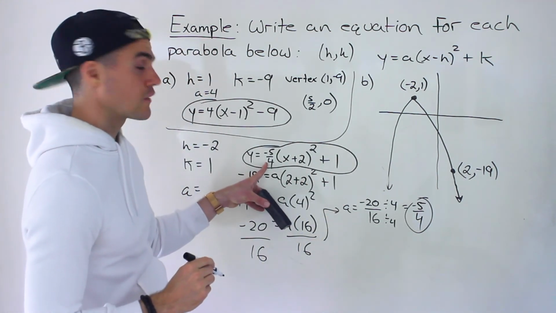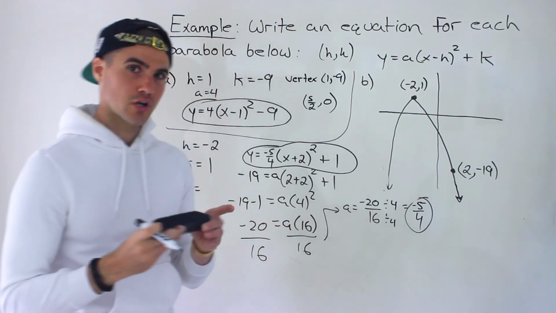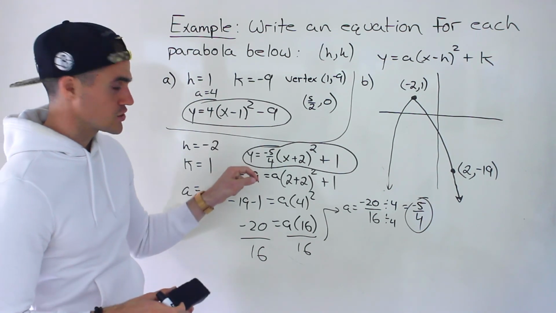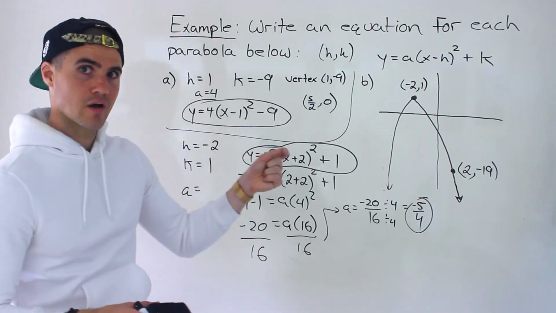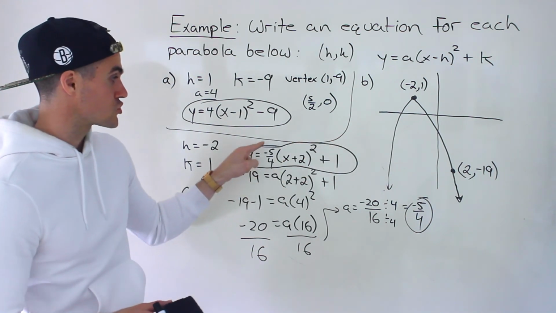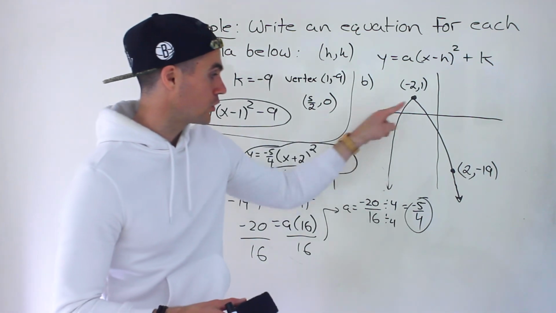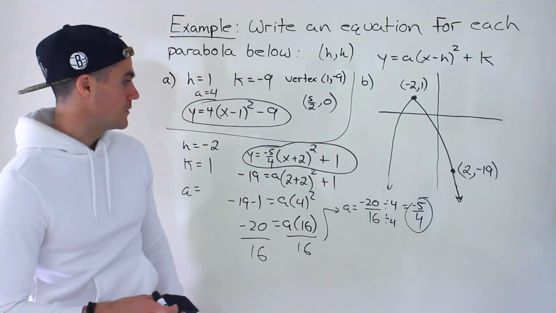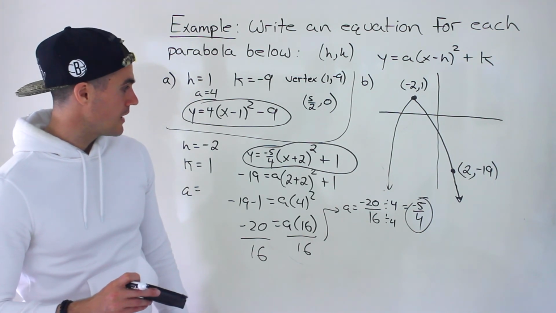Right? So we end up with a fraction for the a value. Now, just as a quick review from transformations, just because it's a fraction doesn't mean it's a compression. In this case, 5 over 4, that's 1.25, which is greater than 1. So it's actually a vertical stretch by 5 over 4. And then the negative, there's also a reflection, or it opens downwards. But anyway, that's not even part of this question, but thought I would mention that.